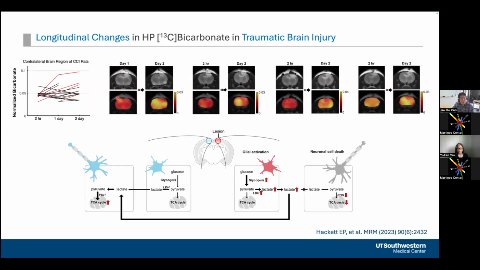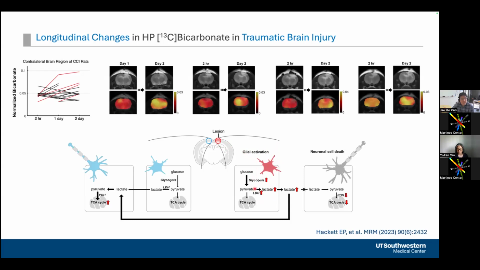And there must be some mechanism. And one of the possible theories is, after the injury, the astrocyte activation happens, and then the glycolysis goes up.